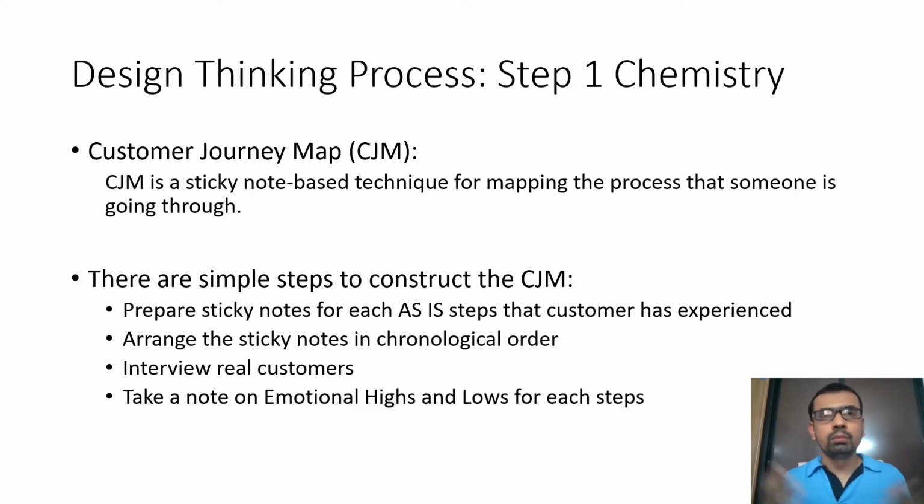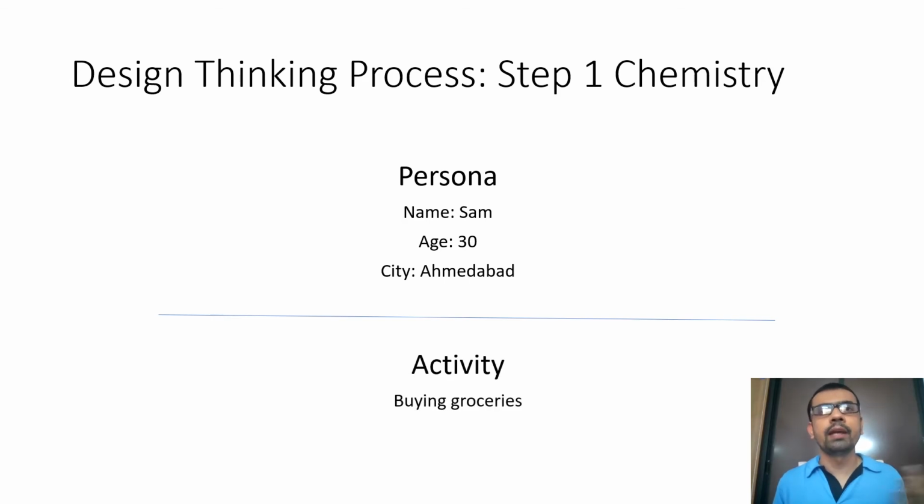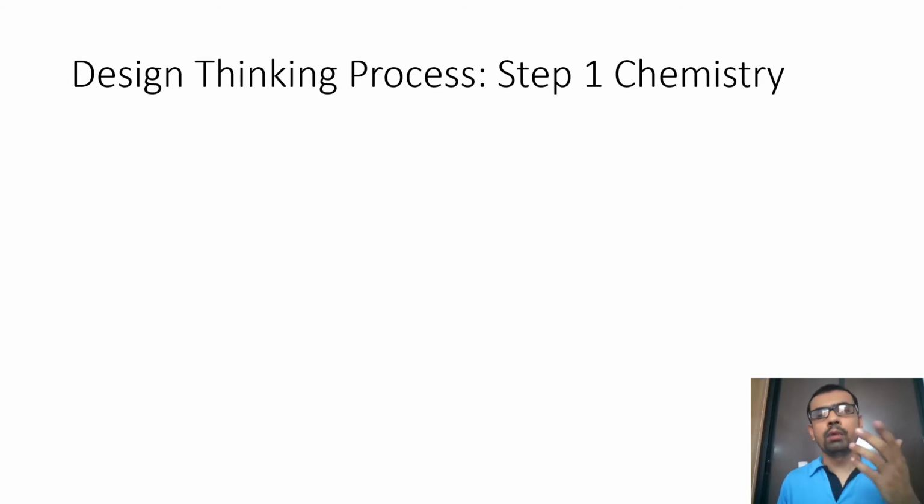I know this is a lot to digest. Let's look into an example so that you can get it very clearly. Let's say we take one persona, Sam, age 30, city Ahmedabad, and the activity is buying groceries. So he needs to buy groceries. While working on the customer journey map, we need to put three things together. One is before buying groceries, what that person is doing. Second is during buying groceries. And third is what they are doing after buying groceries.